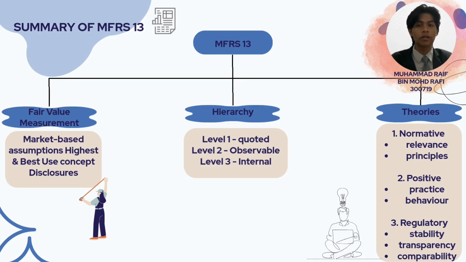Lastly, we have the regulatory theory. This theory focuses on protecting public interest and ensuring stability in financial markets. After the 2008 global financial crisis, regulators realized that fair value reporting needed to be more transparent and consistent. Therefore, MFRS 13 was developed to improve clarity, transparency, and comparability in fair value reporting. This helps restore investor confidence and reduce information asymmetry. MFRS 13 is important in promoting consistency, comparability, and confidence in financial reporting.